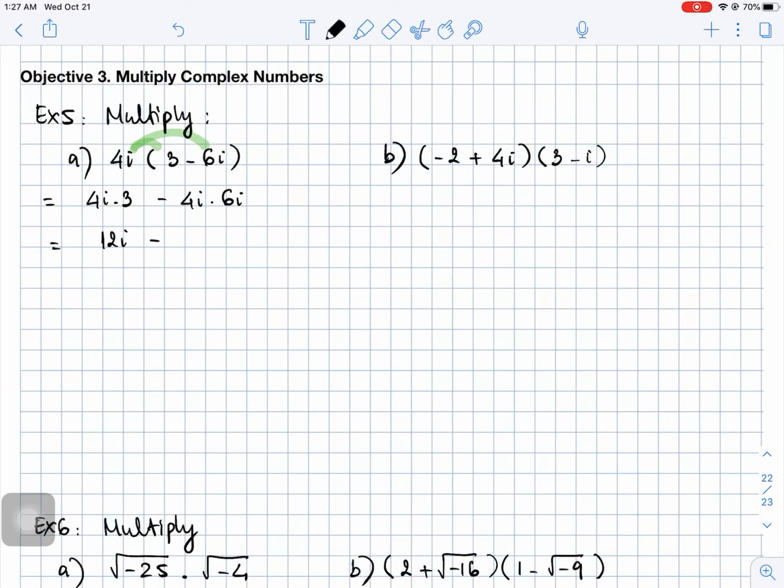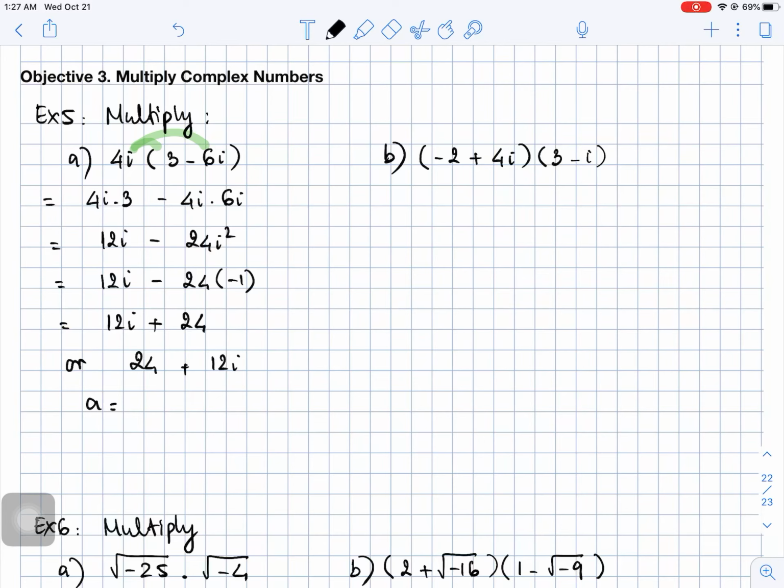Objective number 3, multiply complex numbers. Example number 5, multiply. We just simply think this is like algebra to multiply, so we will distribute. So 4i times 3 minus 4i times 6i. Then 4i times 3 is 12i, and 4i times 6i is 24i squared.